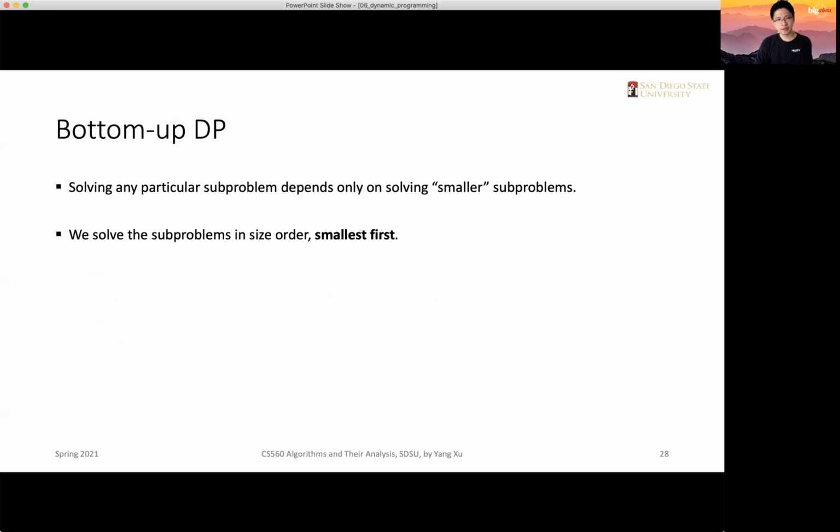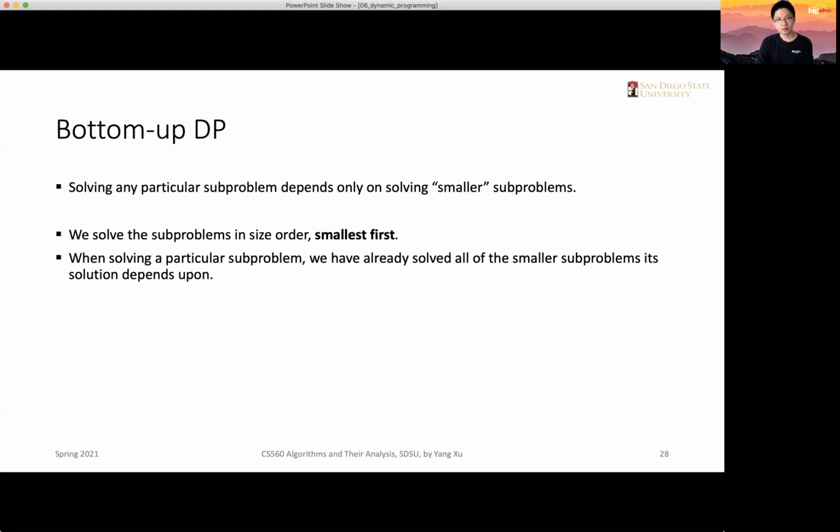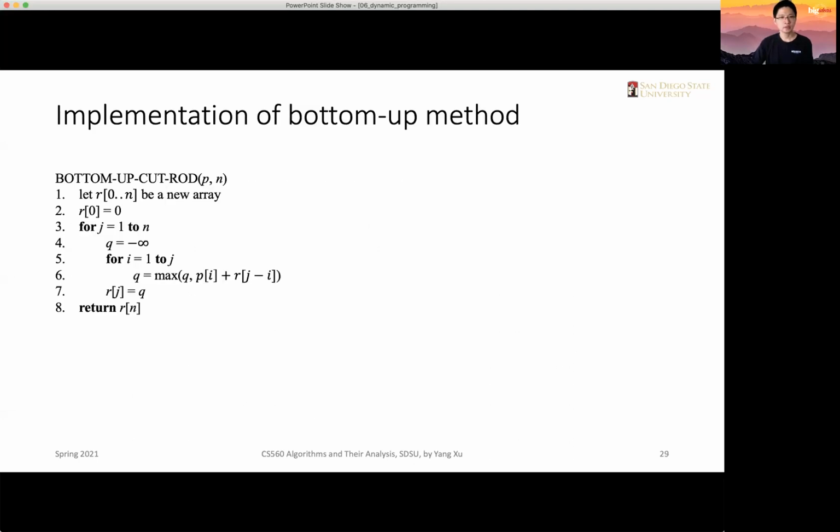So we can basically solve the subproblems in increasing order of size. And so when we are solving a particular subproblem, we have already solved all the smaller subproblems that its solution depends upon. Okay, so let's look at this solution. Now it's called bottom-up cut rod. We don't need an auxiliary function now. We just define one procedure straight away.